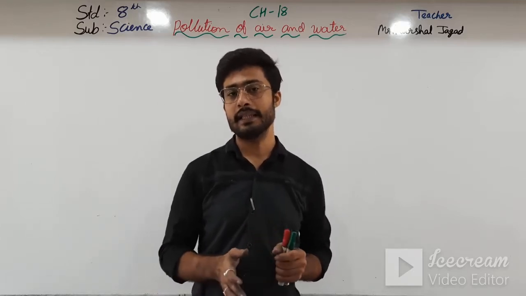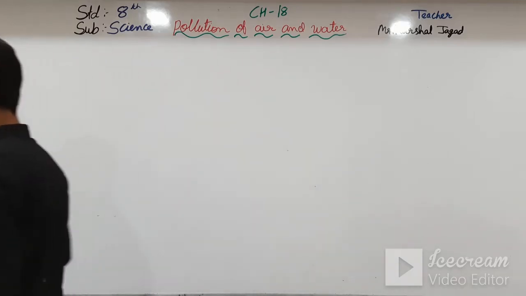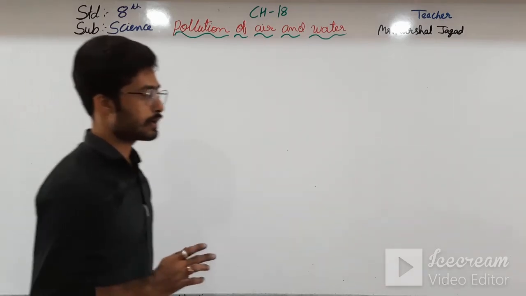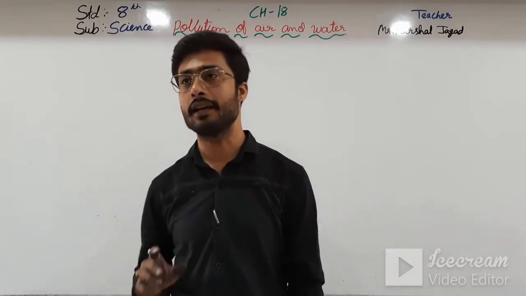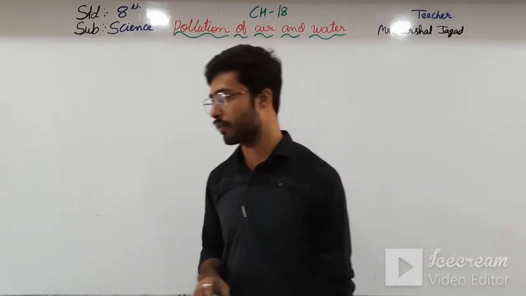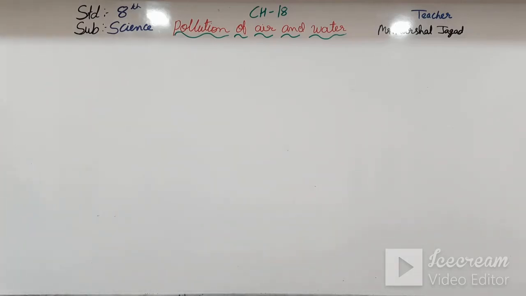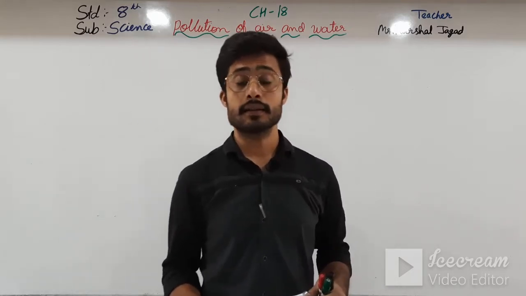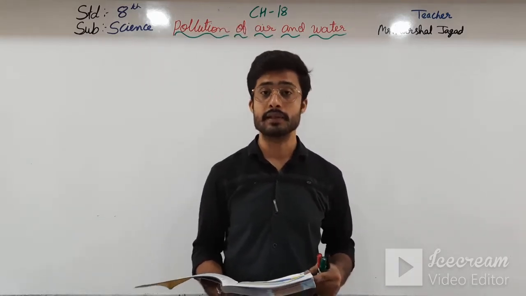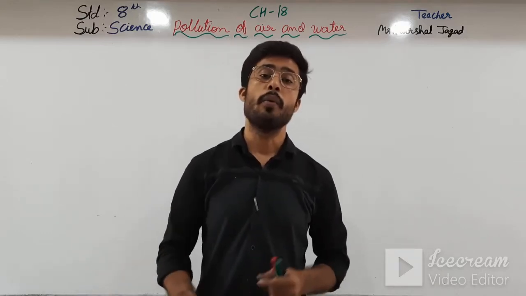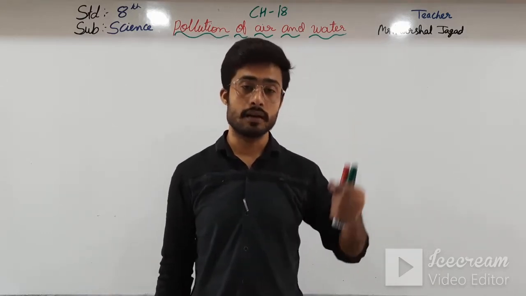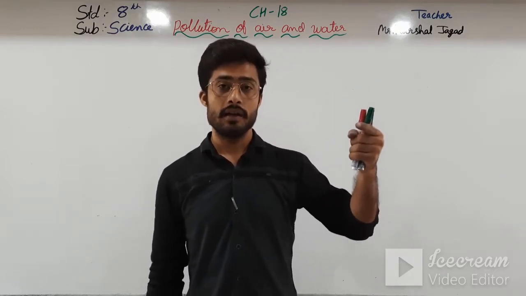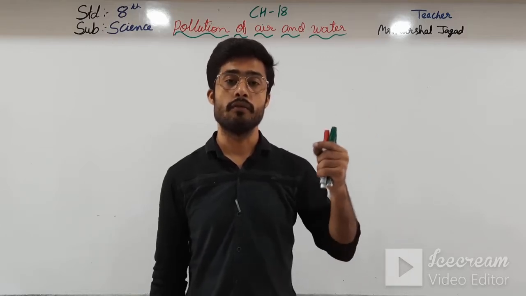Okay students, after air pollution, the next topic we saw was effects of air pollution. In that we saw global warming. So what is global warming, students? The unnatural increase in Earth's average surface temperature is called global warming. When the temperature of the Earth rises on the surface, it is known as global warming.